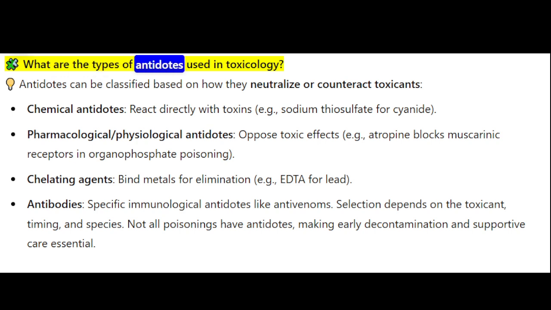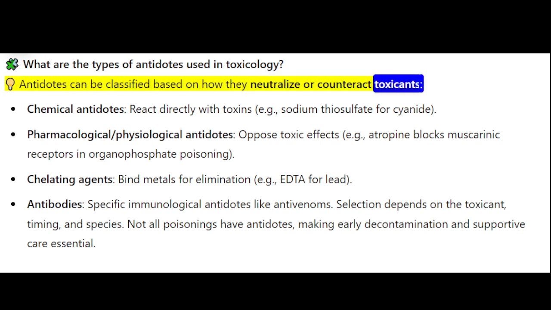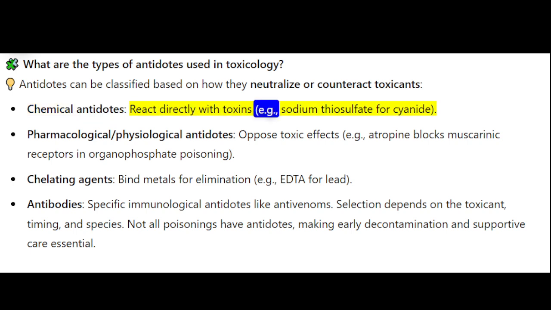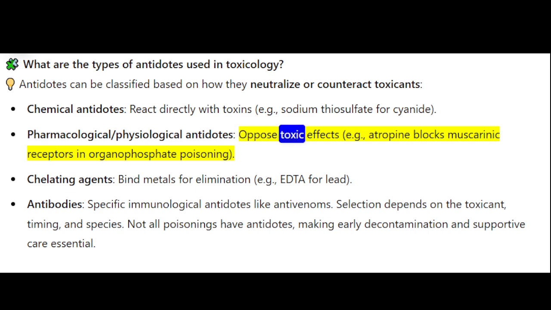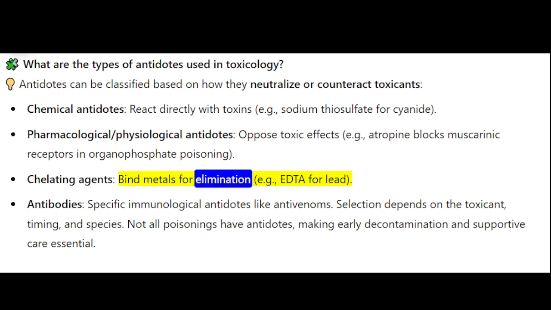What are the types of antidotes used in toxicology? Antidotes can be classified based on how they neutralize or counteract toxicants. Chemical antidotes react directly with toxins, for example, sodium thiosulfate for cyanide. Pharmacological or physiological antidotes oppose toxic effects, for example, atropine blocks muscarinic receptors in organophosphate poisoning. Chelating agents bind metals for elimination, for example, EDTA for lead.